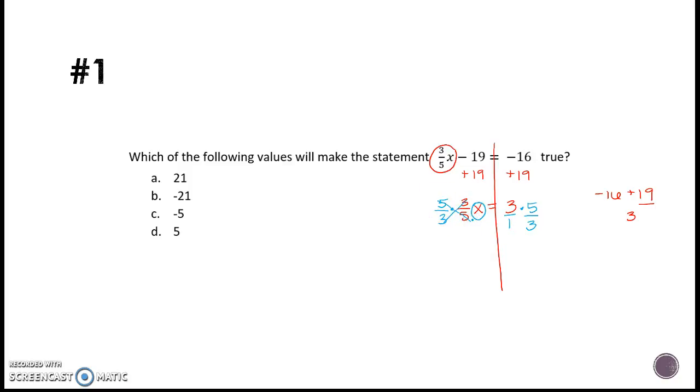So another way of solving it, like I said, was to plug in values. So you could do 3/5 x. So 3/5 times 21 minus 19. And you could do 3/5 times negative 21 minus 19. 3/5 times negative 5 minus 19. Okay, so each of these you could do as well. Also, this is how you check it and make sure that your answer is correct.